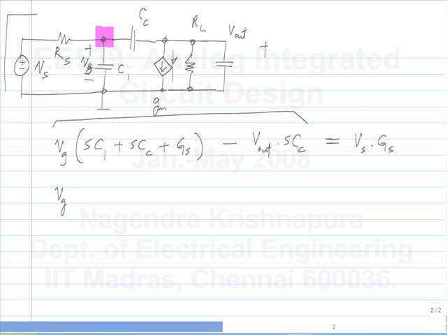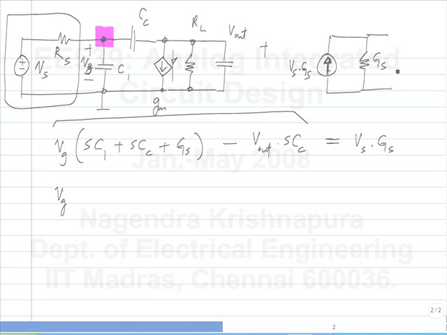So I can transform this into Vs times Gs and the conductance Gs in parallel. Okay. So the current source appears here, it's flowing into the node, and the total admittance is sC1 plus sCc plus Gs. Okay. Is this part clear? Okay, what about the next equation?